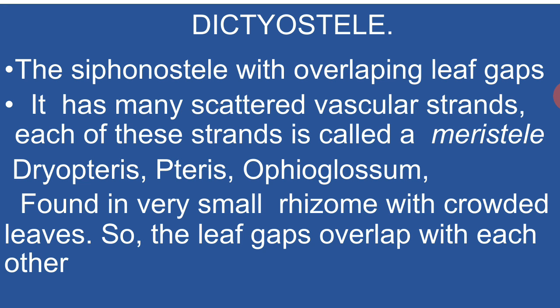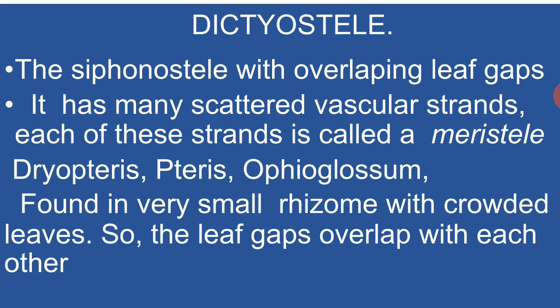Dictyostele. The characteristic feature of the dictyostele is the presence of meristeles. It is a siphonostele with overlapping leaf gaps, and it has many scattered vascular strands. Each of these strands is called a meristele. Dipteris, Pteris and Ophioglossum are examples of dictyostele. These are found in very small rhizomes with crowded leaves. The characteristic feature is that dictyostele is found in those stems where leaves are crowded.